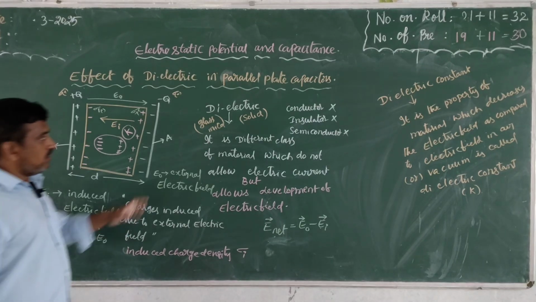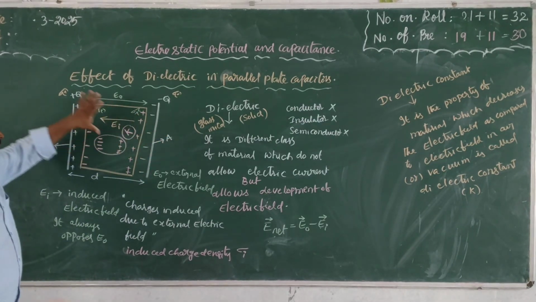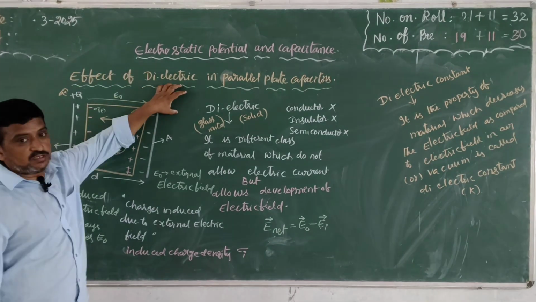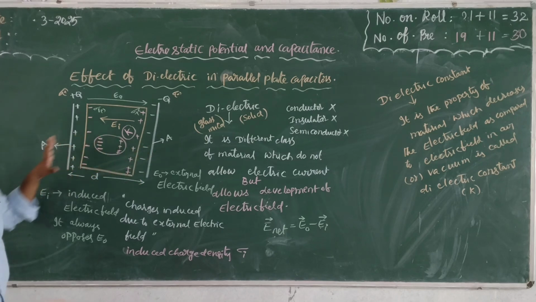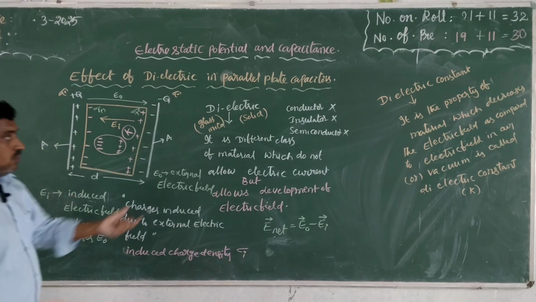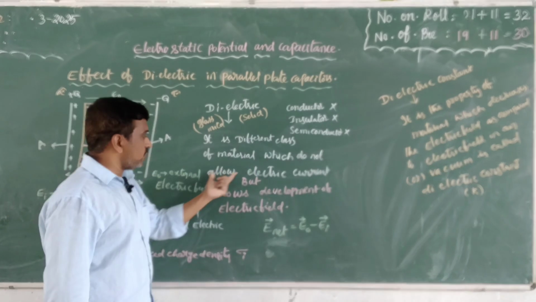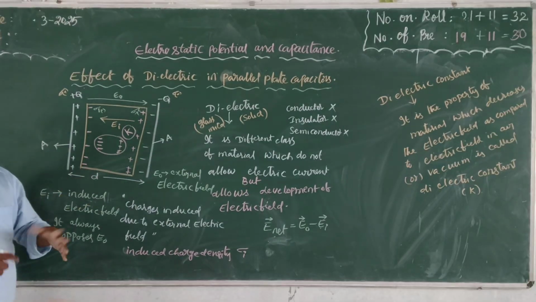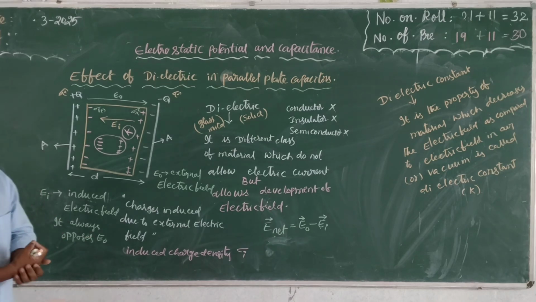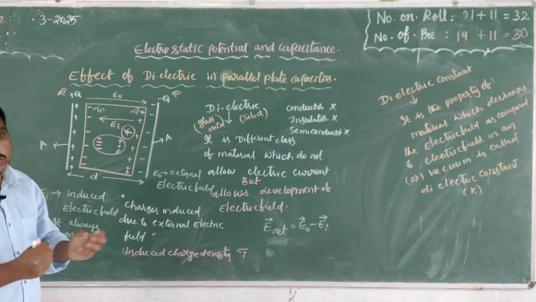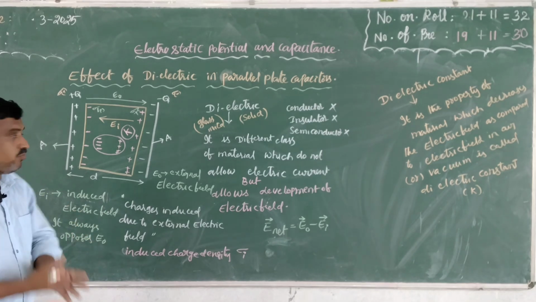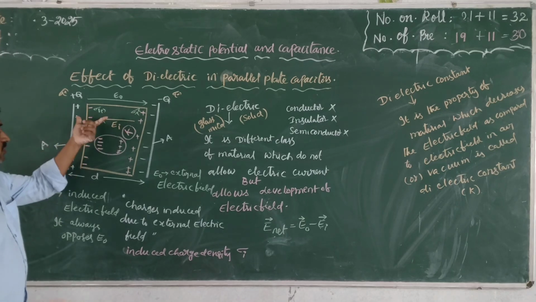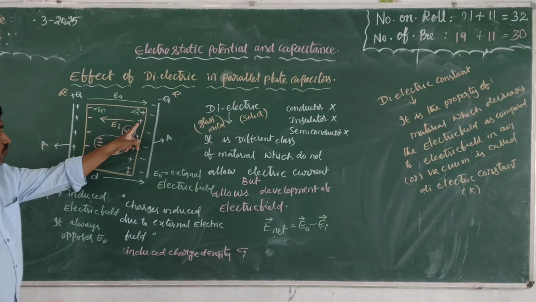First here we have parallel plates, plus Q and minus Q. This surface charge density is sigma plus, this is sigma minus. Due to this external electric field, in this dielectric material, a different class of material which does not allow electric current but allows development of electric field, the atoms and molecules have charges which are polarized. Positive charges move this side, negative charges this side, so the electric field inside is from positive to negative.